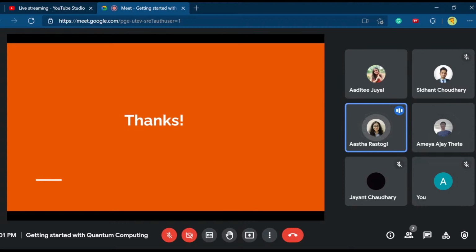Okay, so a person has asked, I am from an electronics background, but I find this field interesting. What are my options if I want to get into QC? I'd say quantum hardware. I'm assuming you don't want to get into the IT sector, so I'd say quantum hardware is your best bet.